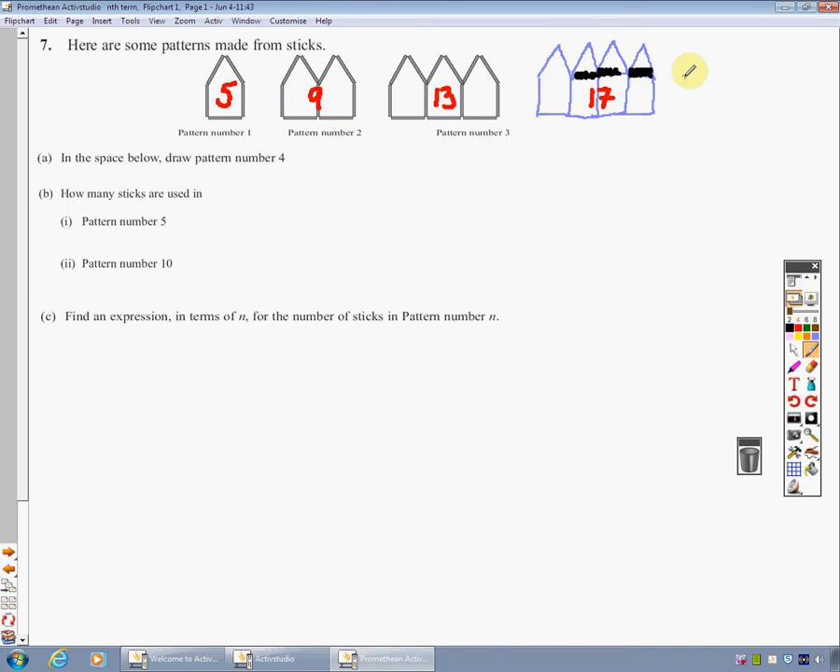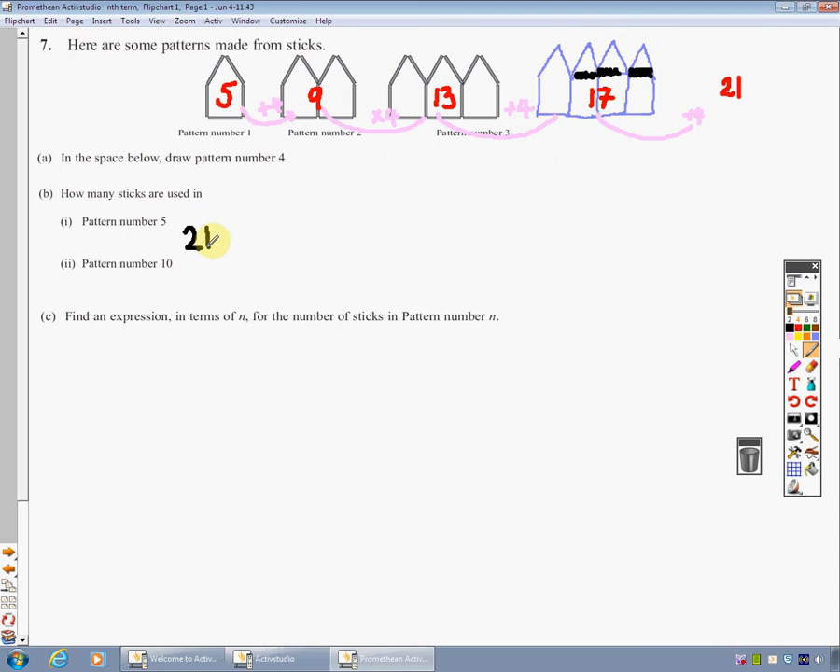Okay, how many sticks are used in pattern number 5? Now I could draw that out, but it would take a bit of time in the exam. What I should be able to see though is that these numbers here, I'm going to choose a slightly different colour pen so it doesn't dominate too much, they're going up in 4s. So the fifth pattern is going to be another 4, which would be 21. So I can just write down here 21.